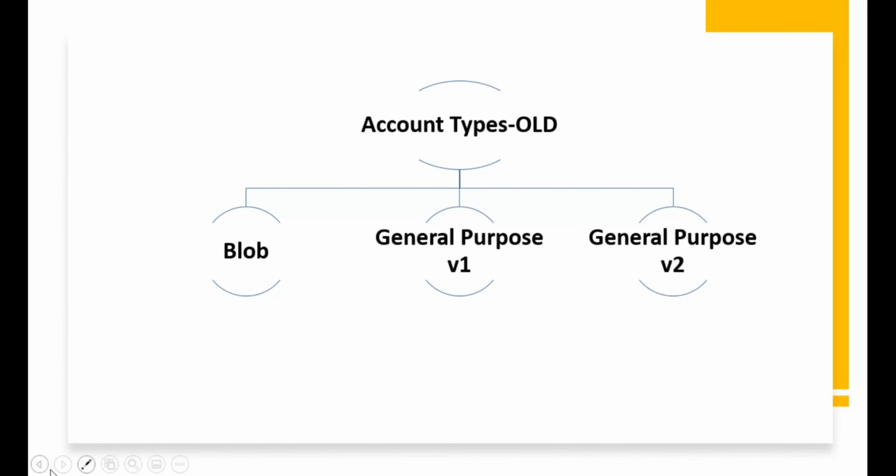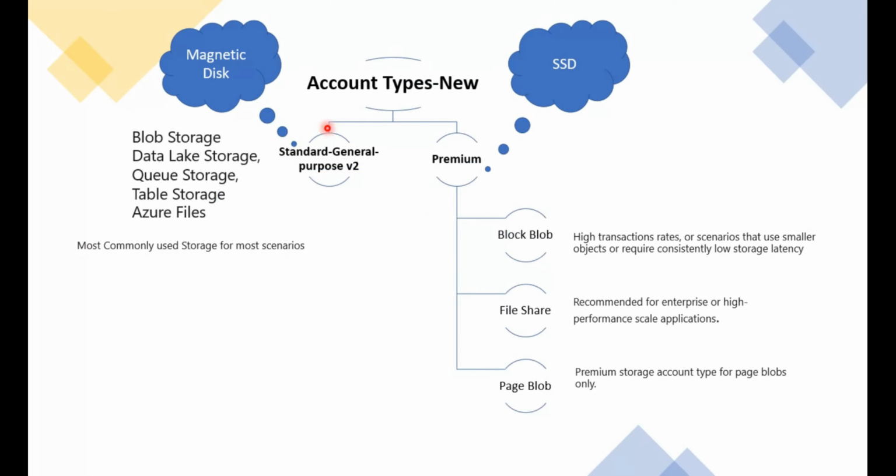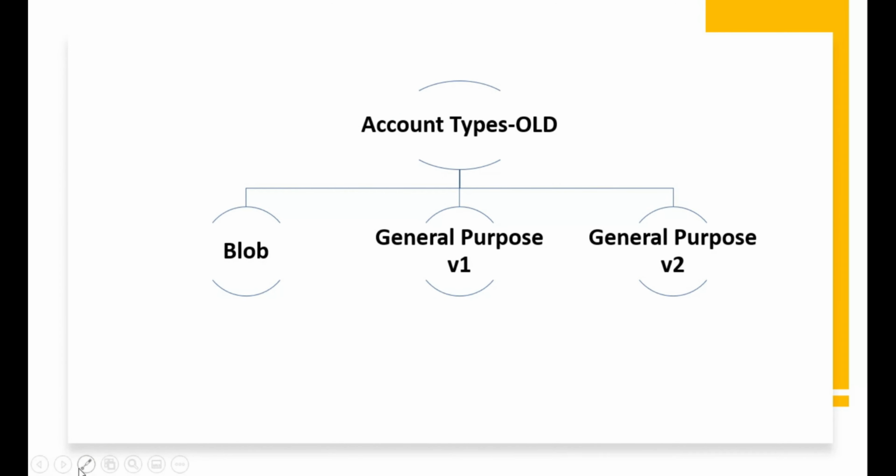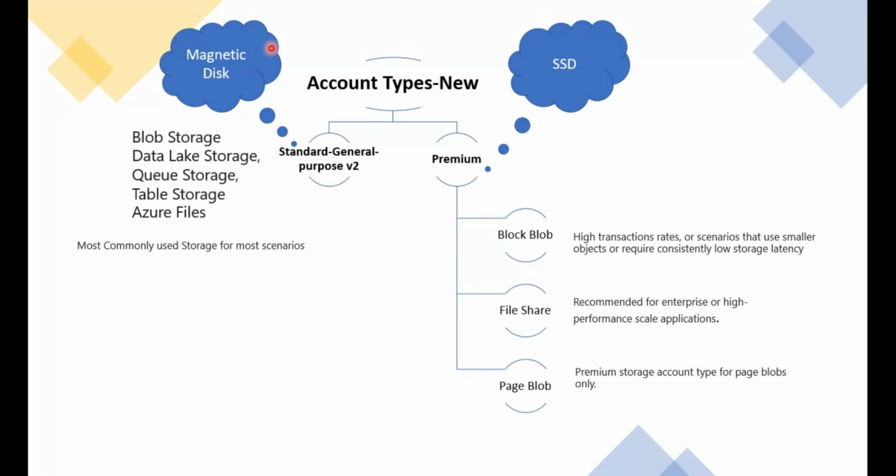So that's the reason I was talking about the change in architecture. If you see, this has been removed now, and we have general purpose v2 and blob storage, and this premium is blob, which supports two kinds: blob and file storage. So this has been simplified when you compare these two diagrams, right? So this is about the new architecture, basically the hierarchy. Hope this is clear. Keep in mind there are only two types now: standard general purpose v2 and premium. And the most commonly used is standard general purpose v2.